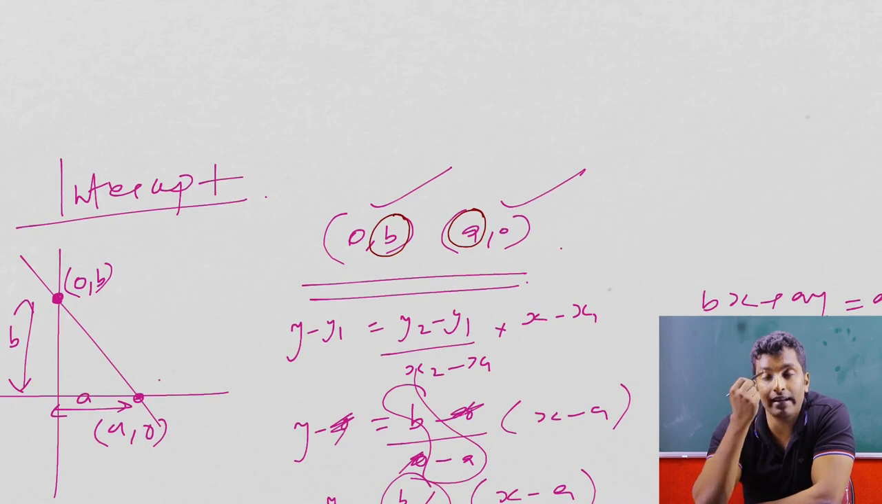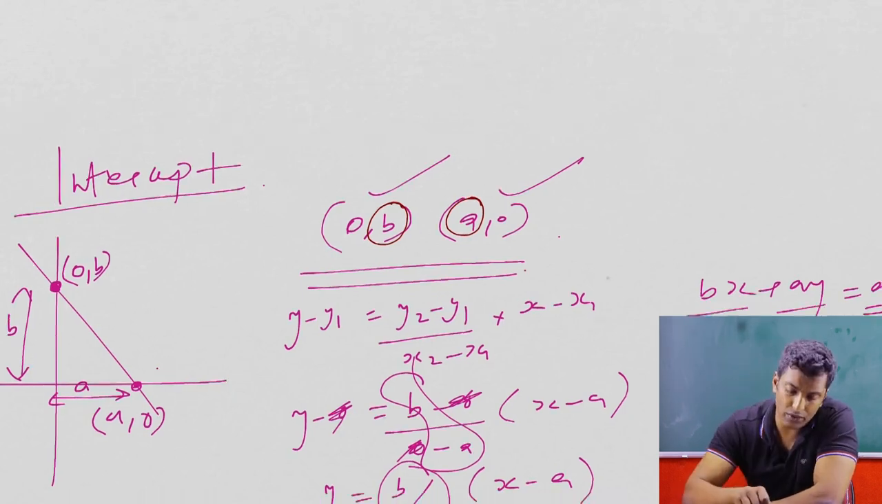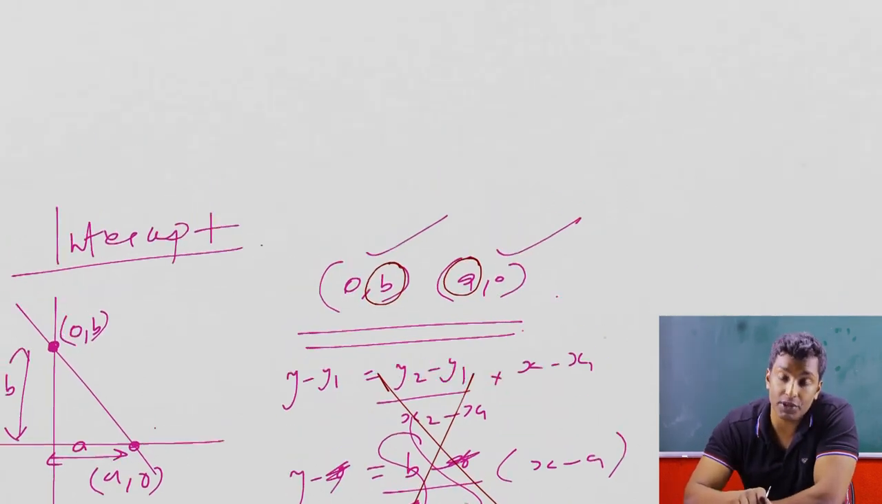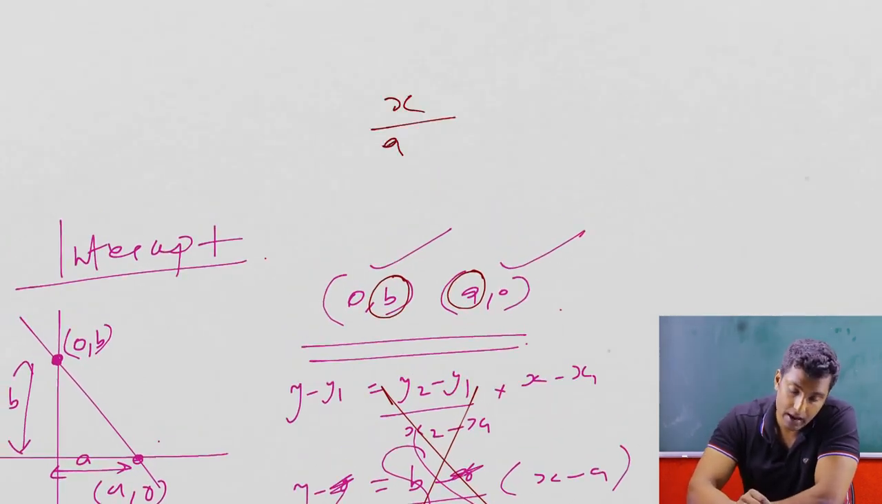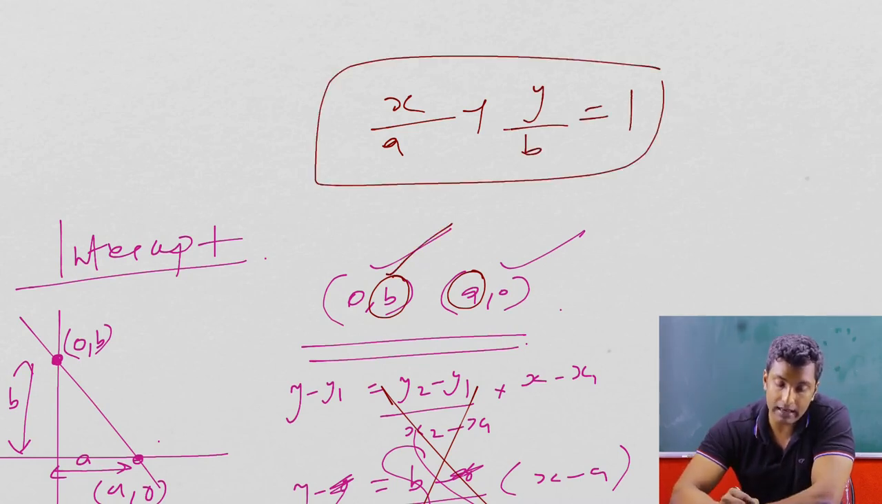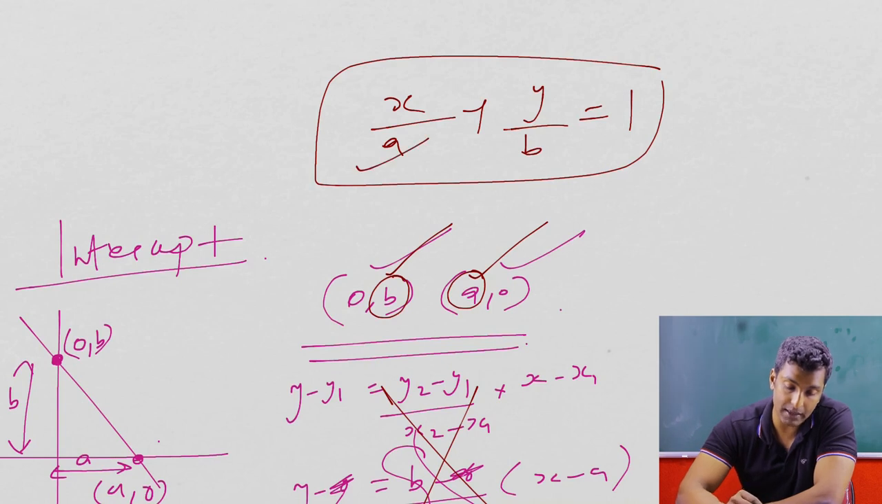If you need to write in the intercept form, you don't want to think of all those things. If two points are given and you need to represent the line in terms of intercept form, x by a plus y by b equals 1, that's your answer, because the y-intercept and x-intercept are known. This is the x-intercept and this is the y-intercept.